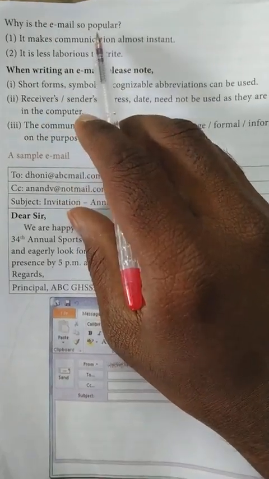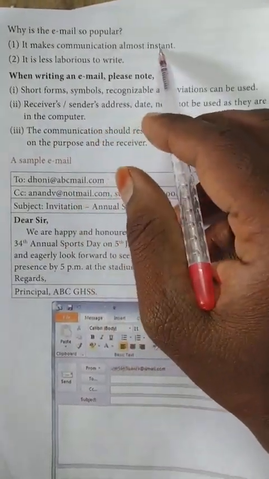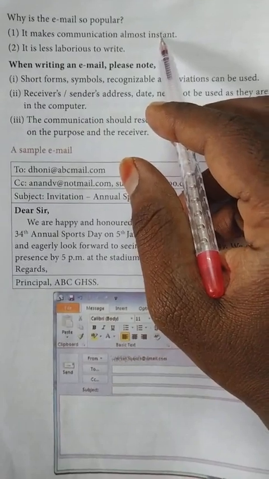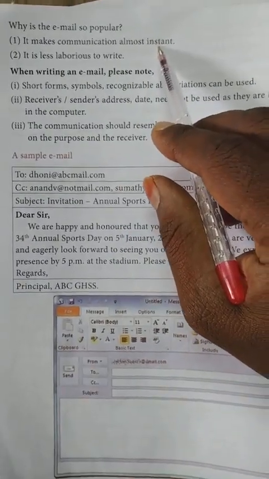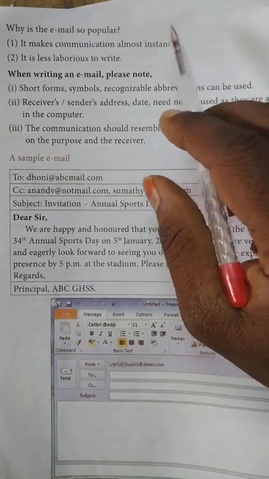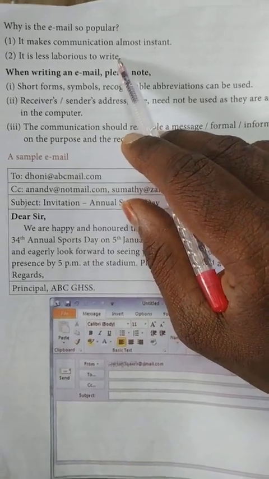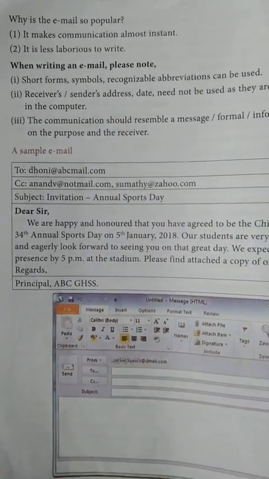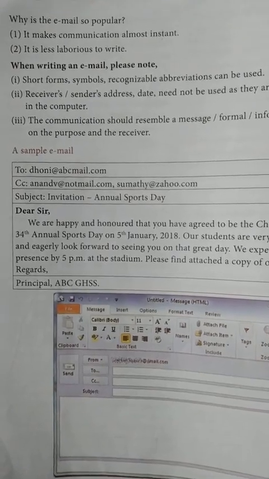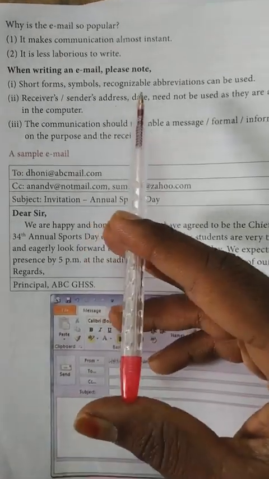So why is email so popular? It makes the communication almost instant. That means within a fraction of a second it will reach the receiver from the sender. It is less laborious to write and you can just type it up, right? You do not have to suffer writing. It is very less laborious to write.